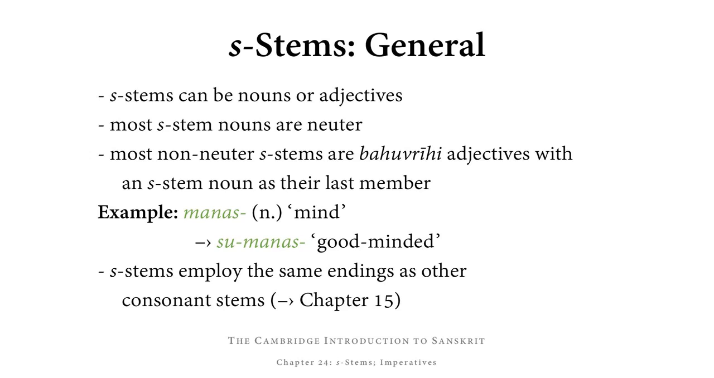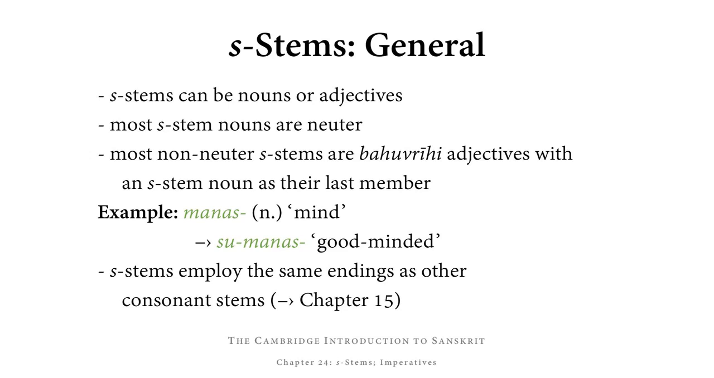We've already looked at a variety of other nominal stems, such as short A stems, long A stems, long I, long U stems, dental stems, and so on. Now we will look at S stems, that is nominal forms whose stem ends in the sound S. S stems can be nouns and they can be adjectives. Most S stem nouns are neuter, and most non-neuter S stems actually are adjectives, or specifically bahuvrihi adjectives whose last member is an S stem noun.